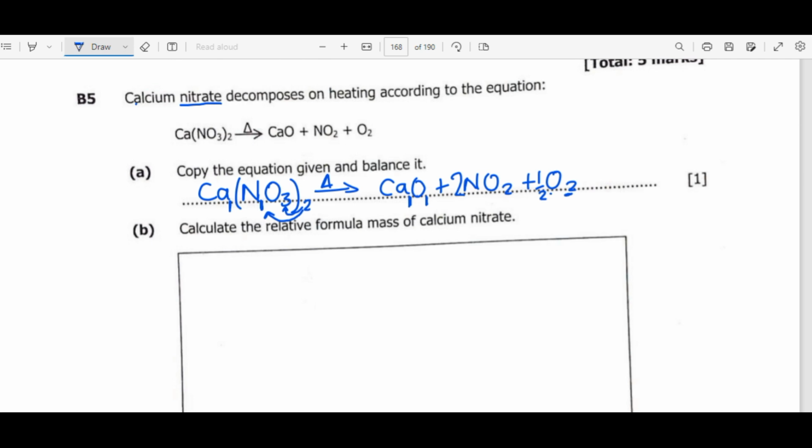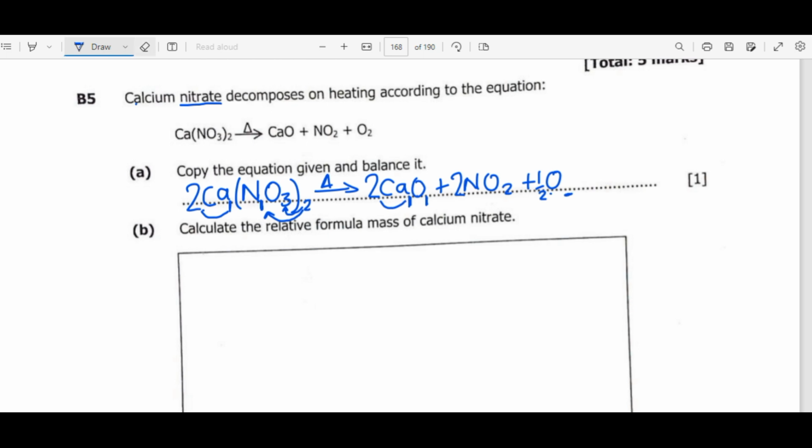So what happens if you have a case like this one? If you have a case like this one, I'm going to multiply everything by 2. So that's what I'm going to do. So let me just get rid of this. So we are going to multiply everything by 2. So the first one, I put 2 in front of calcium nitrate, then I also put 2 in front of calcium oxide. So calcium is balanced because 2 times 1 is 2, 2 times 1 is 2.